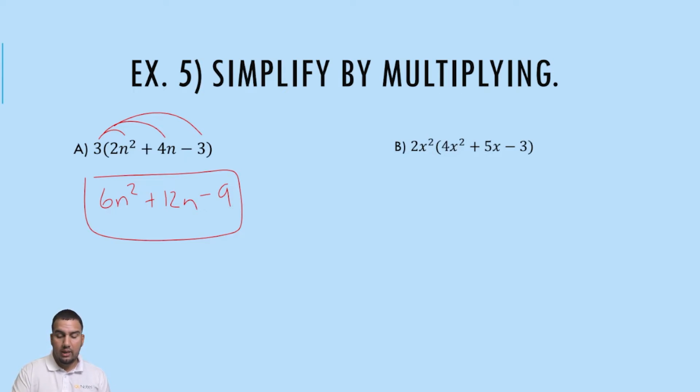Now we're going to look at B. Now B is a tiny bit different because of one reason. I'm distributing a 2x squared. Now when I distribute a variable, I need you to remember what we did in the first lesson.